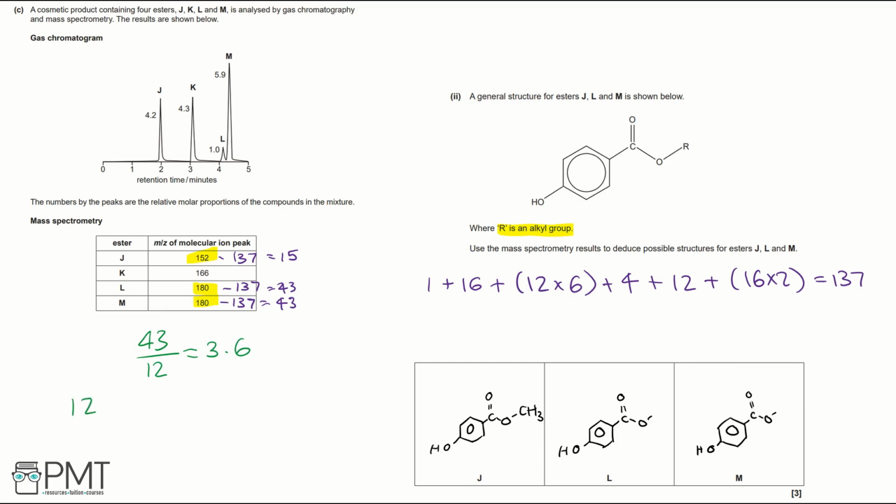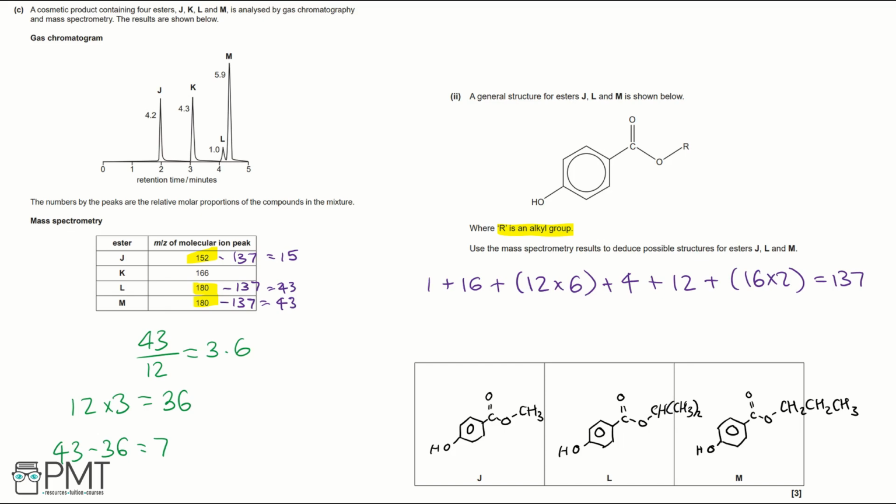So we do 12 times 3, and this equals 36. So we need to do 43 minus 36, and that equals 7. So we're going to have 7 hydrogens present. So we can have just a long chain, so we can have CH2, CH2, CH3. This is going to give us 7 hydrogens and 3 carbons, so it equals 43. Or we can have CH and then CH3 in brackets 2. This also gives us 7 hydrogens and 3 carbons.